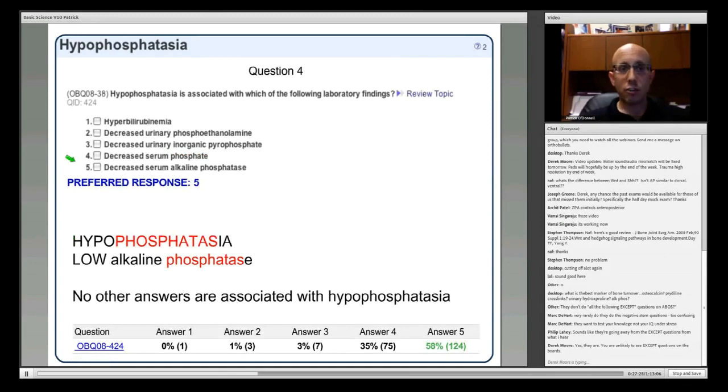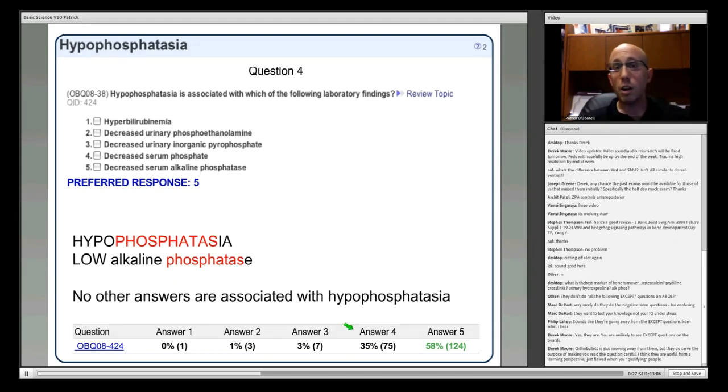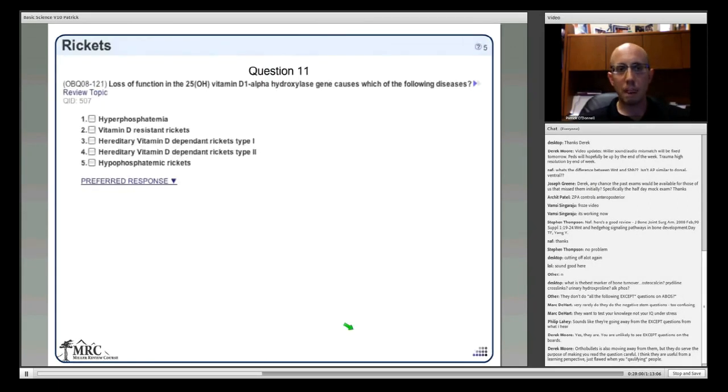Back to the question. Correct answer. Hypophosphatasia is associated with which of the following lab abnormalities? It's 5, decreased serum alkaline phosphatase. This was a tough one. 58% of you got it right. So let's look at answer 4. Answer 4, decreased serum phosphate. So this is actually the alkaline phosphatase. Remember, your hypophosphatasia leads to a low alkaline phosphatase. Mark DeHart created this little acronym, and so I think it's a brilliant way to remember this, and I appreciate him letting us use it.